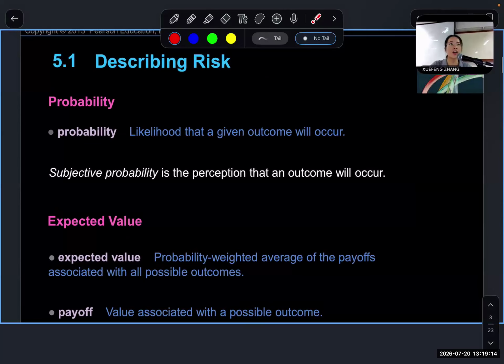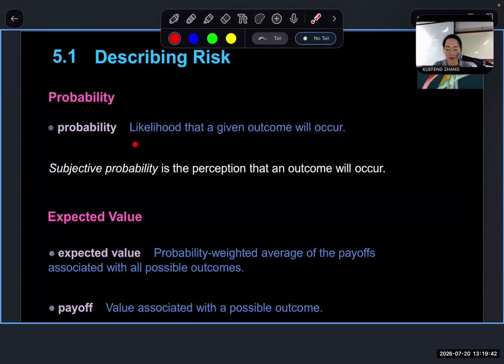Okay, let's start. To measure risk, we start with two building blocks, probability and expected value. Have you learned statistics? So you're gonna hear probability and expected value.